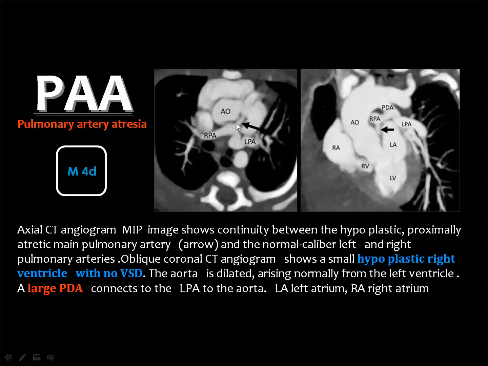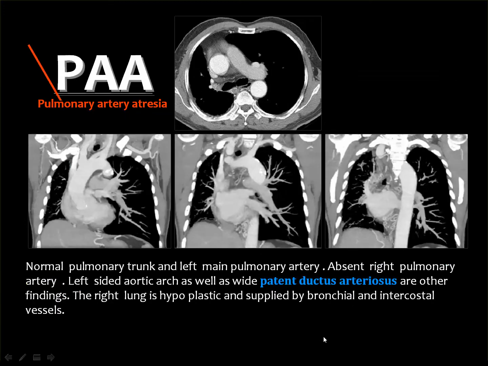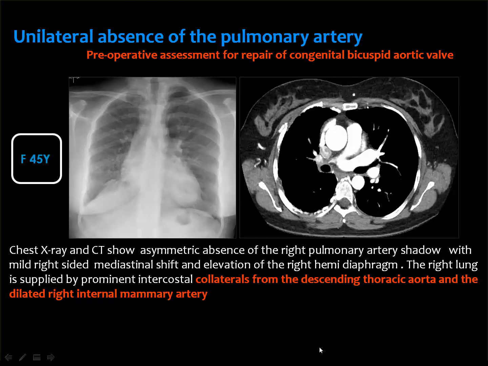You see here the atretic main trunk, while the left main branch and the right main branch are usually developed. Many times you can see a patent ductus arteriosus diverting the blood from the aorta to the pulmonary circulation. And this is also an example of right-sided pulmonary artery atresia with patent ductus arteriosus and a lot of MAPCAs, or a lot of collateral circulation seen within the mediastinum.